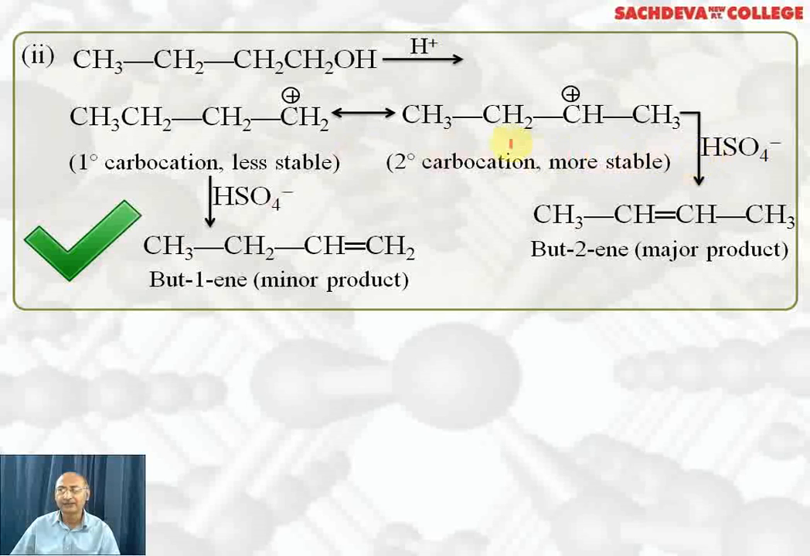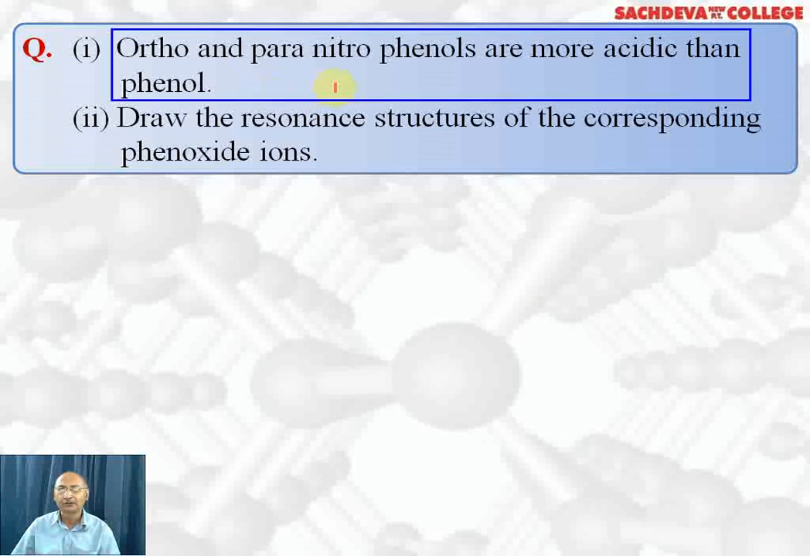Bisulfate ion abstracts a proton from the beta carbon. This is the beta carbon, resulting in the formation of the major product but-2-ene. Bisulfate ion will take up an H ion from the other beta carbon, resulting in the formation of but-1-ene, which is the minor product. So 2-butene is the major product because it is formed from the secondary carbocation. Secondly, 2-butene has 2 alkyl groups, so more alkyl substituted alkenes are the major products and they are most stable.